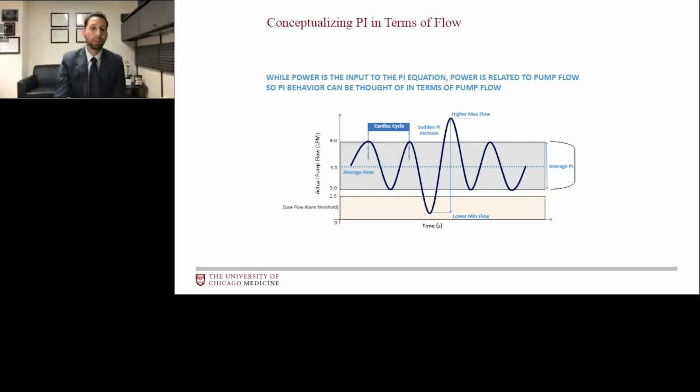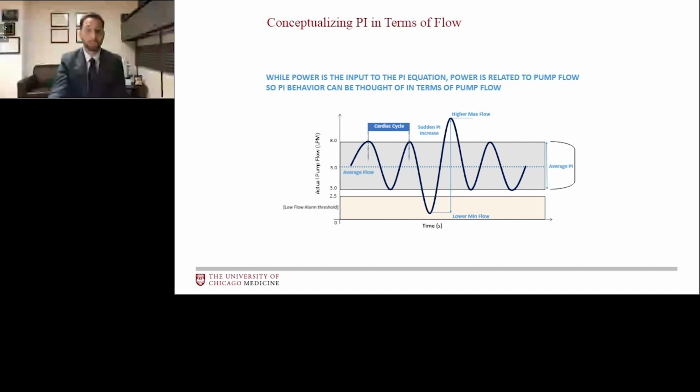So knowing that power and flow are linear, it is much easier, at least for the heart failure doctors in the audience who are used to thinking through flow and less used to thinking through power, to conceptualize pulsatility index as a variation in flow. Because anything that causes a large variation in flow will also cause a large variation in power, given the one-to-one linear relationship, and thus this would be interpreted by a device as a high pulsatility index, since PI by definition is a variation in power. So let's walk through this theoretical clinical scenario.